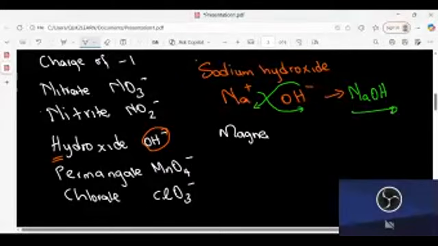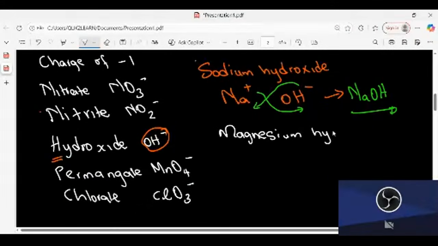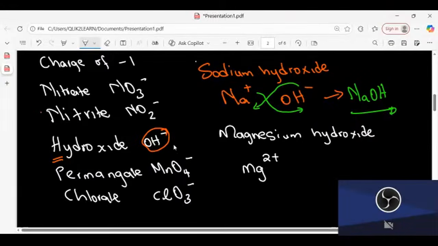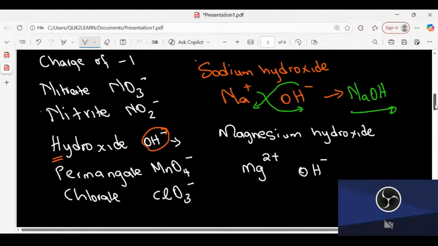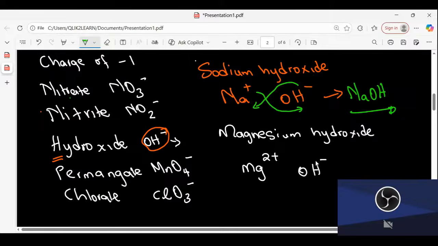I just want to show you something there. Magnesium hydroxide. I think everyone now knows that magnesium is Mg and it's in group 2, so 2 plus, and hydroxide is this one, right? We're just going to write 2 plus and OH minus. So remember, when it's like this, we're going to take the 1 on top, this minus, we bring it here. We take the 2, we bring it there.